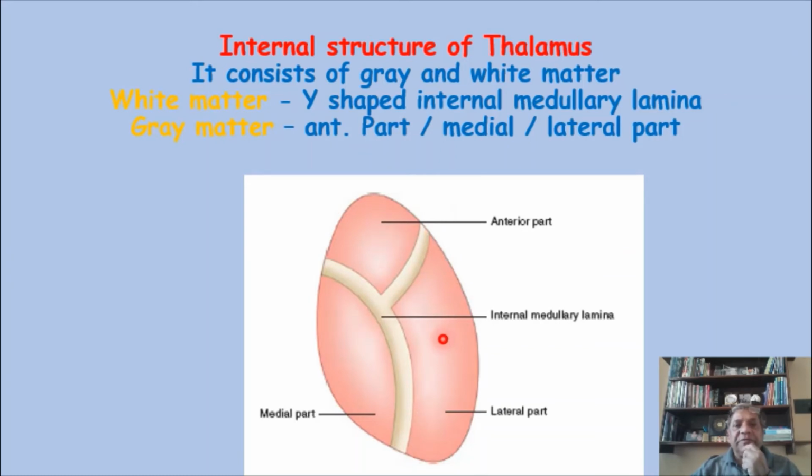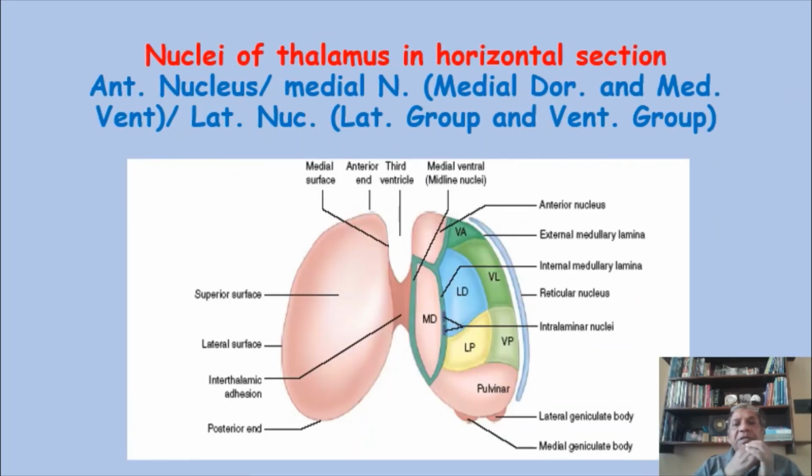The gray masses within this single thalamus are thus divided into three parts: an anterior part between the two limbs of the Y, a lateral part on the lateral side, and a medial part towards the third ventricle. So there are three parts of the gray matter: anterior, medial and lateral. Now this gray matter has many subdivisions, many nuclei, collections of neurons, gray masses, each having a particular function. That's why they are classified into various nuclei.